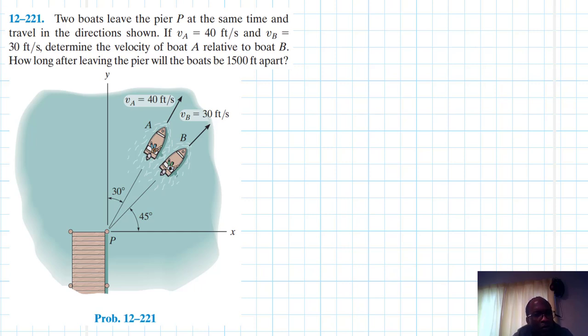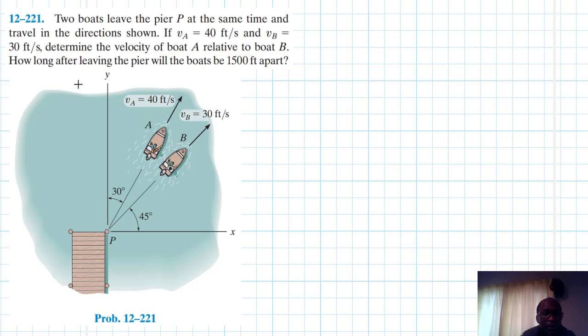The problem reads: two boats leave the pier P at the same time and travel in the direction shown. If VA is equal to 40 feet per second and VB is equal to 30 feet per second, determine the velocity of boat A relative to boat B. How long after leaving the pier will the boats be 1500 feet apart? This problem is from Engineering Mechanics: Dynamics, 14th edition, by R.C. Hibbeler.